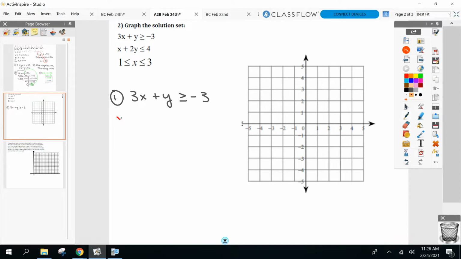All right, so I have x-intercept. You find the x-intercept by plugging 0 in for the other variable, y. So 3x plus 0 equals -3. Solve for x.